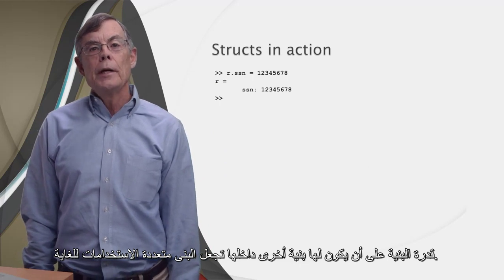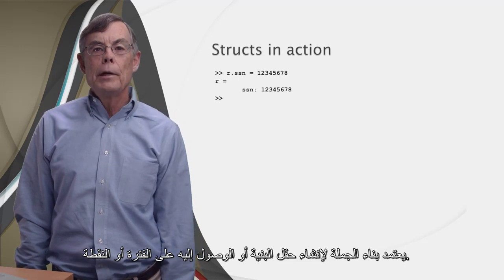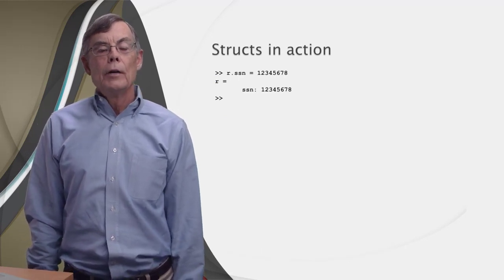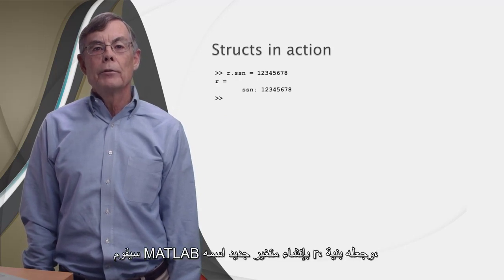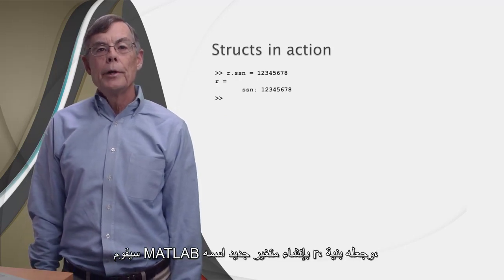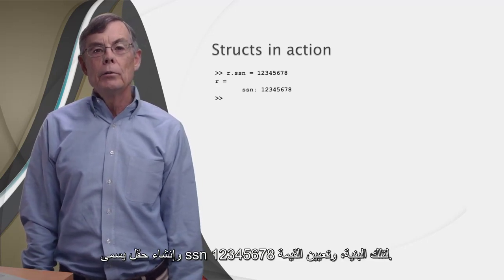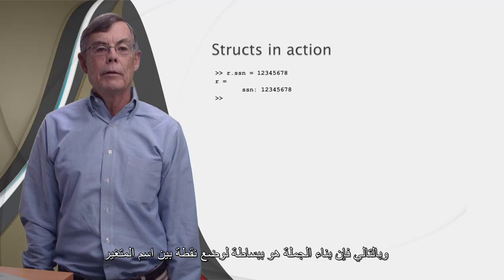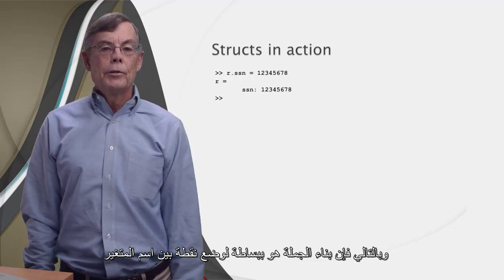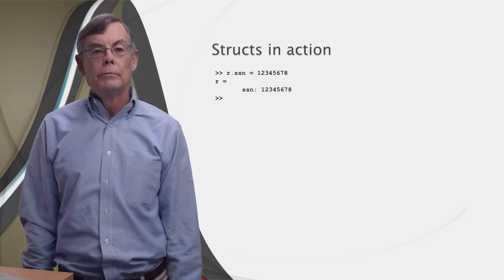The syntax for creating or accessing the field of a struct relies on the period, or dot. If we type r.ssn = 12345678, MATLAB will create a new variable named r, make it a struct, create a field called SSN for that struct, and assign it the value 12,345,678. So the syntax is simply to put a dot between the variable name and the name of the field. Easy.